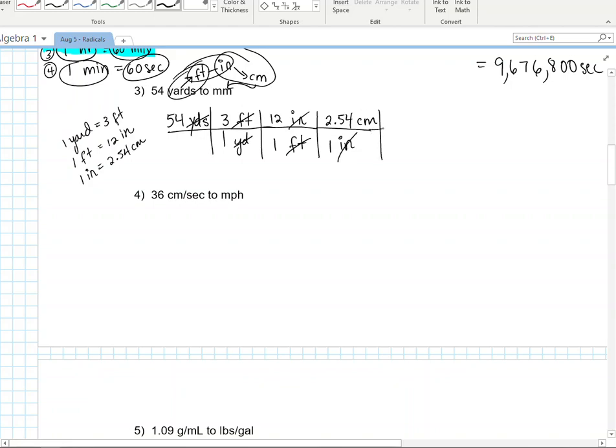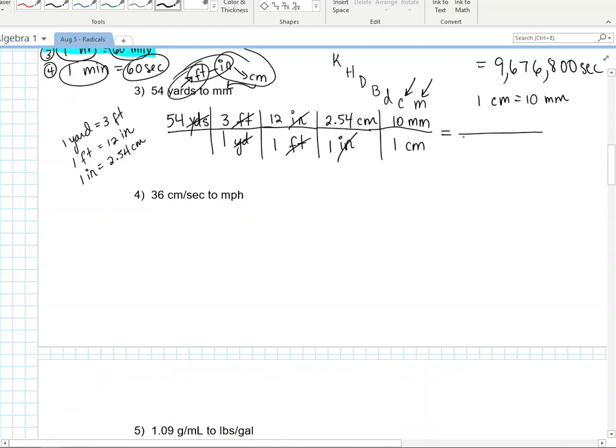Do you know how to go from centimeters to millimeters? I don't know if you remember your metric system, but it's King Henry died by drinking chocolate milk. So this is centi and that's milli. They're off by a factor of 10. So that means that 1 centimeter is equal to 10 millimeters.